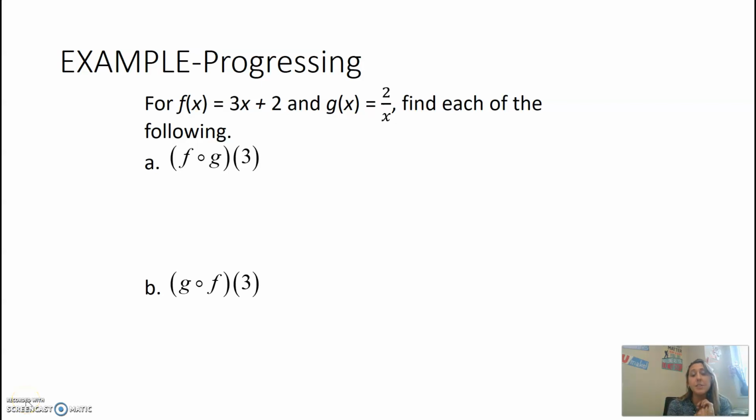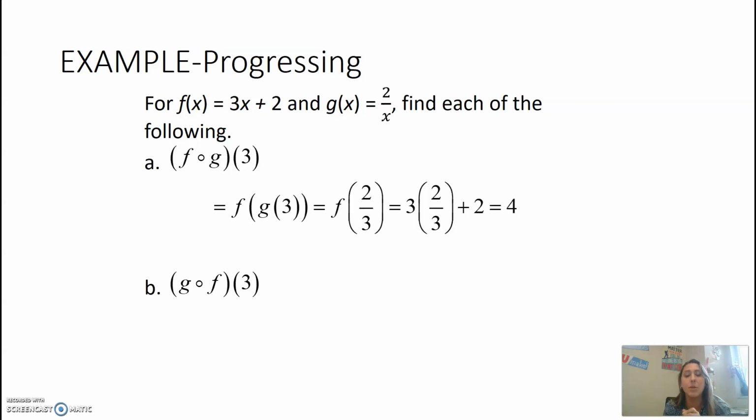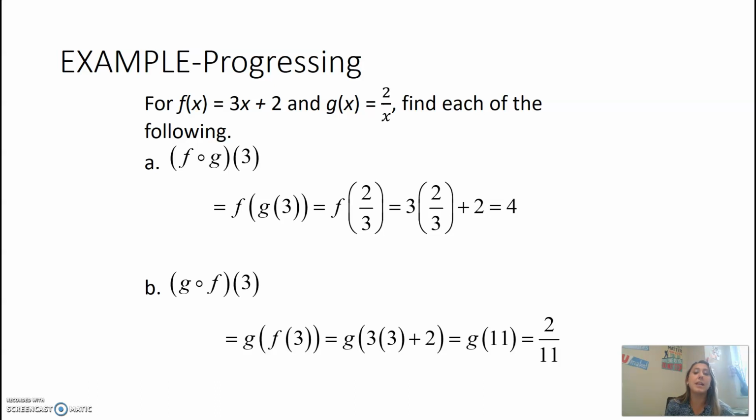All right, functions. Yesterday we did these problems in class. We found f of g of 3, which meant we found that g of 3 was equal to 2/3, and then we took that output and plugged it into my f function, and we ended up with 3 times 2/3 plus 2, which is equal to 4, because 2 plus 2 is 4. Then we did it again with g of f of 3, and we ended up with 2/11. Okay, so we did that in class.